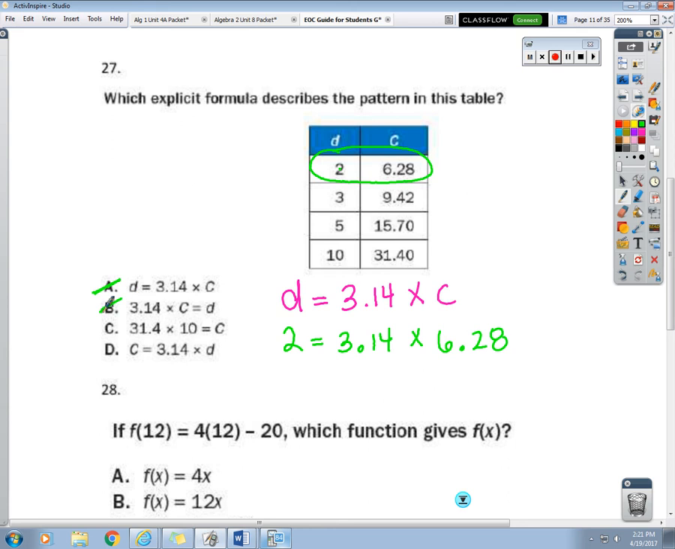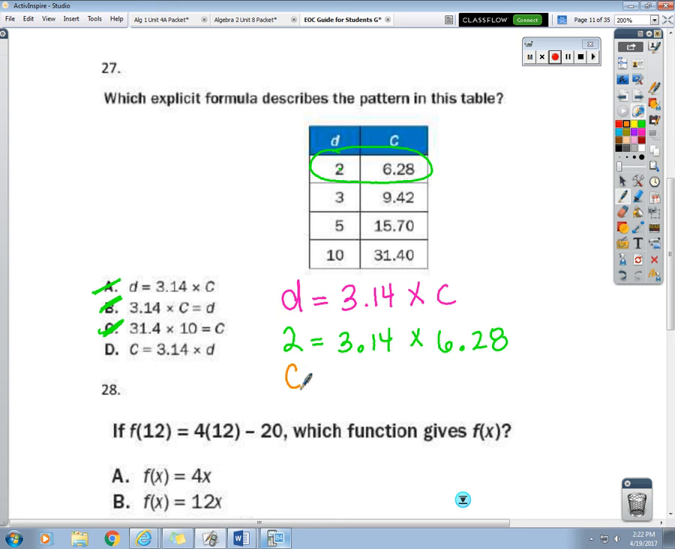So it's wrong. C says 3.14 times 10 equals C. Well, what's 31.4 times 10? Okay, so it says that 31.4 times 10 equals C, and that's 314. Are there any numbers on here that are 314? No. So now let's look at D.